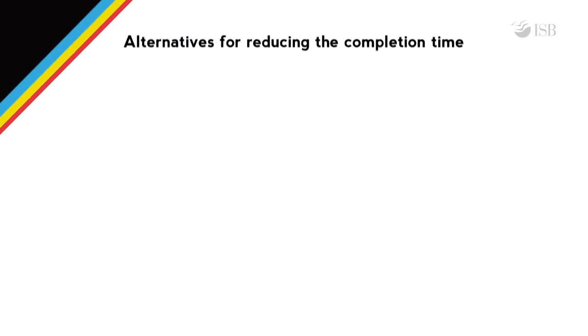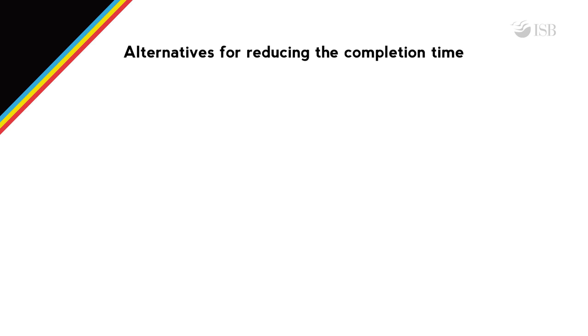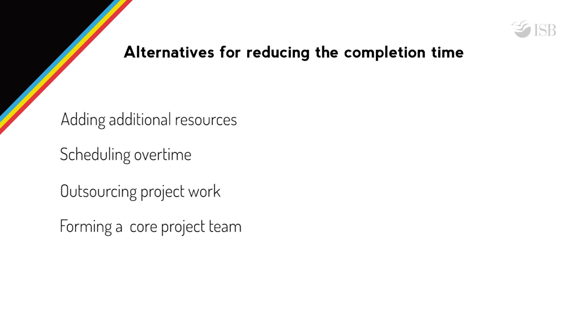But the reduction in the duration of some of the activities would typically imply more direct cost than the cost for the normal duration of the activity. So one has to balance between the benefits of completing the project early with the increased direct cost of completing the activities. There are several possible alternatives for reducing the completion time of the project. These include adding additional resources for some activities, scheduling overtime, outsourcing some project work, forming a competent, dedicated and focused core project team, adopting a critical chain approach to project management, etc.